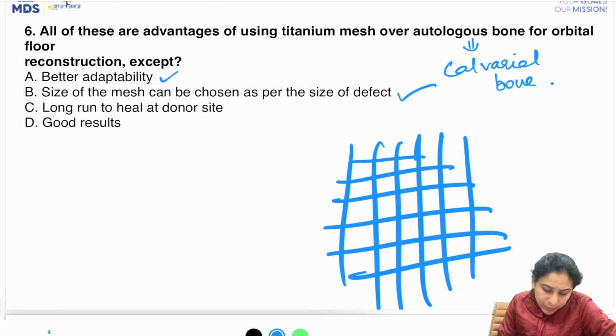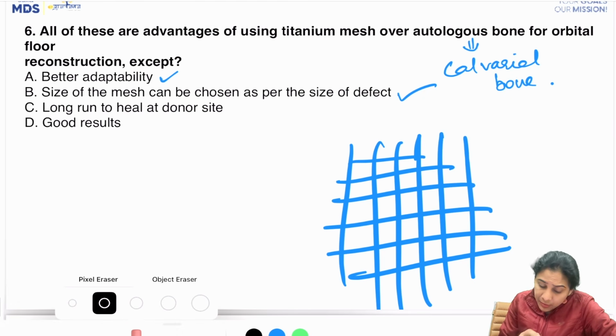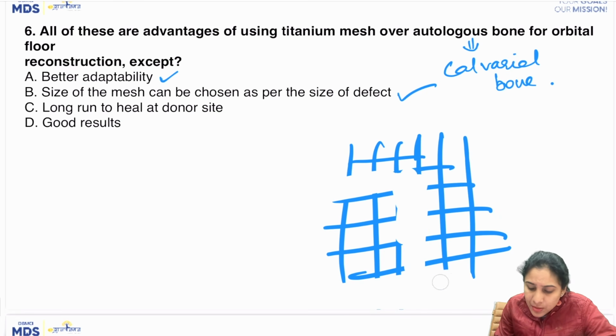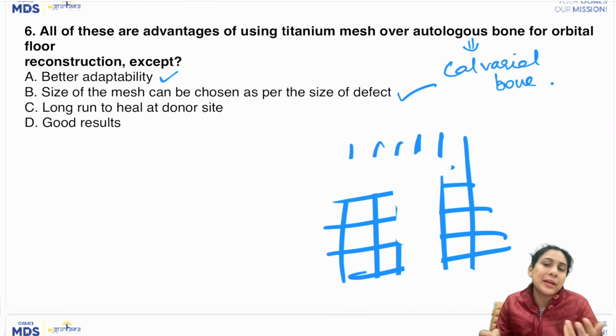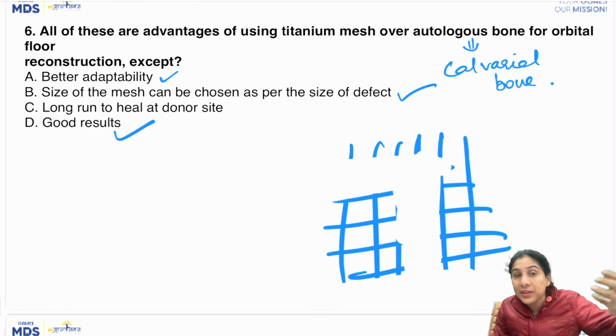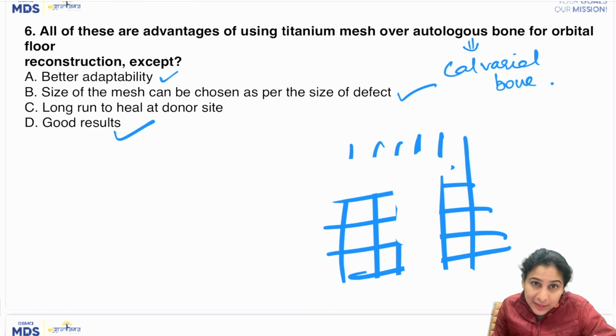You can cut. Suppose the fracture is small. I don't want such a big mesh. I can cut just this much part. Okay, I'm going to use only this much. Yes, I can do that with a graft also, but I can do that very easily with a mesh. So that's definitely an advantage. Good results? Yes, very good results. Donor site morbidity is not there. Results are good. So that's also an advantage.